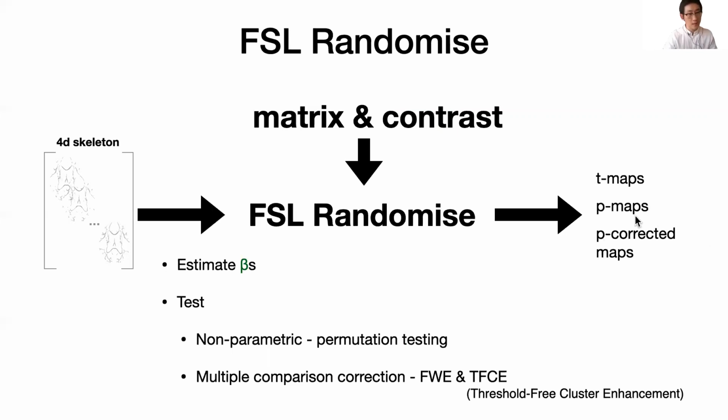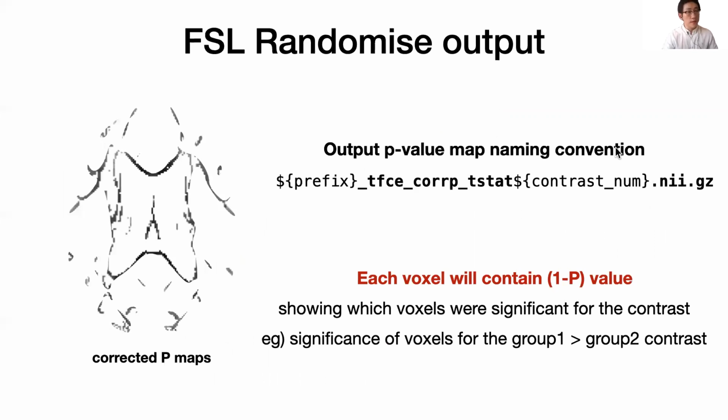So this file, the corrected p maps, has a naming convention like this. It has a prefix that you choose, and the multiple comparison correction method that you chose, which was TFCE this time, and then CORRP, which represents that it is corrected for multiple comparisons, and then the number of the contrast here. So you give contrasts as a vector in each line. So this will represent the line that this file was testing for the contrast. Then the output file, if you open it up, will be in the shape of the skeleton for TBSS.